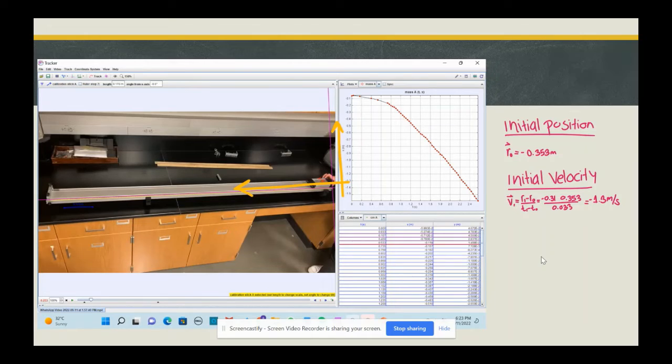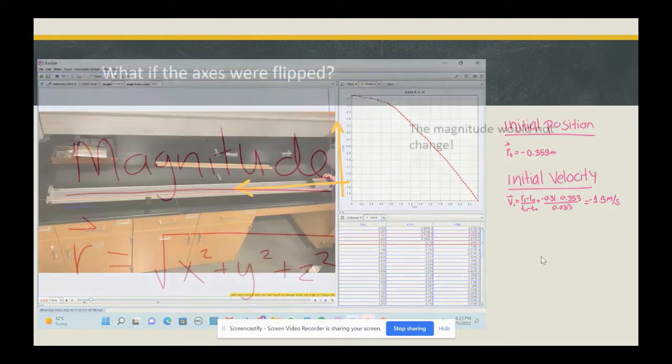The initial position yielded by the Tracker analysis is negative 0.353 meters, so 0.353 meters to the left, and the initial velocity, calculated with the data from the Tracker plus the velocity formula, turned out to be negative 1.3 meters per second.